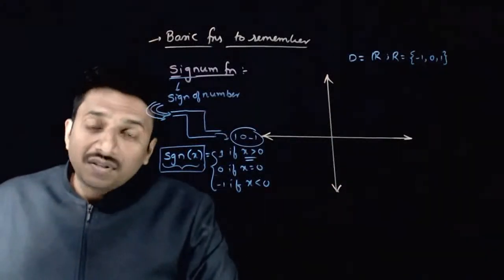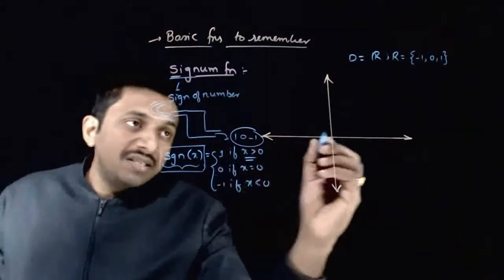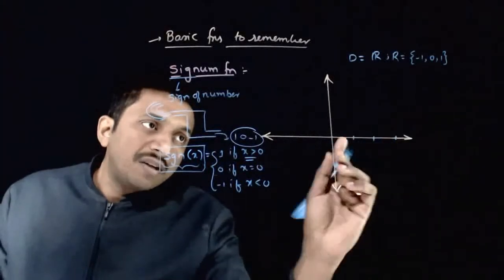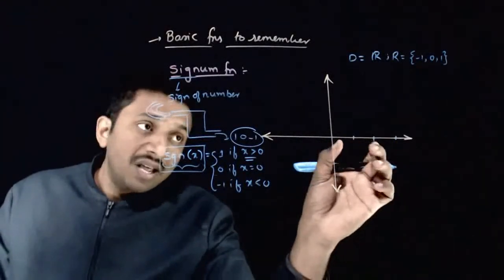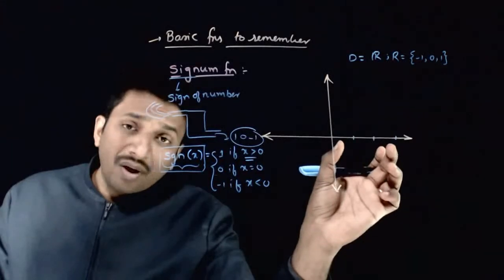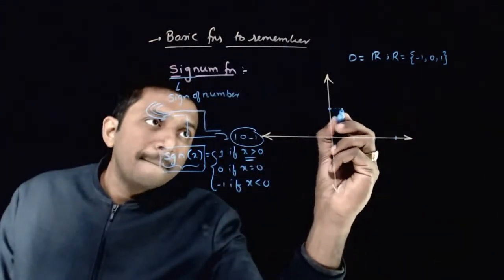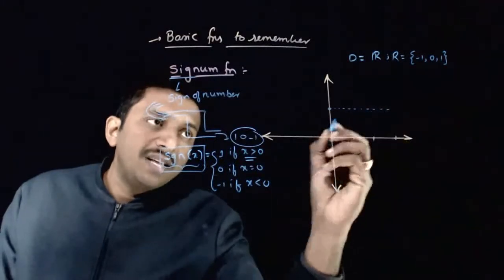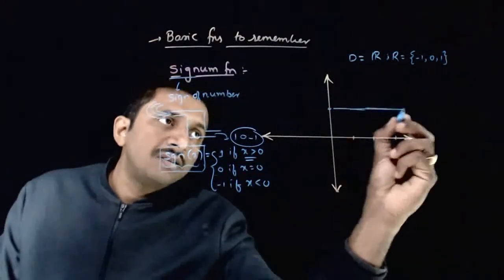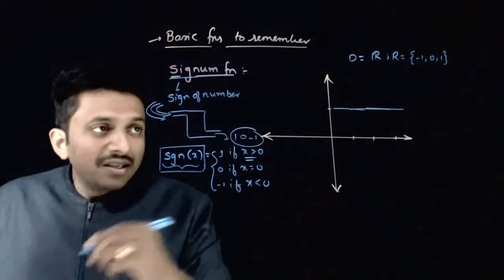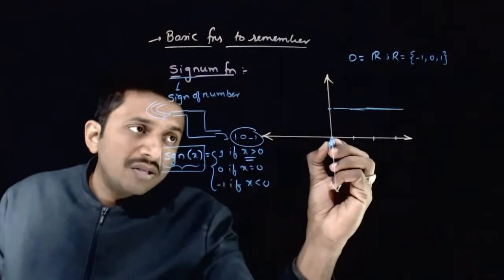How does the graph of this look like? As you can see, whatever may be the positive x, any positive number, you always get 1 as the answer. If you join all those points, you get this straight line here. But exactly at x equal to 0, you get 0 as the answer.